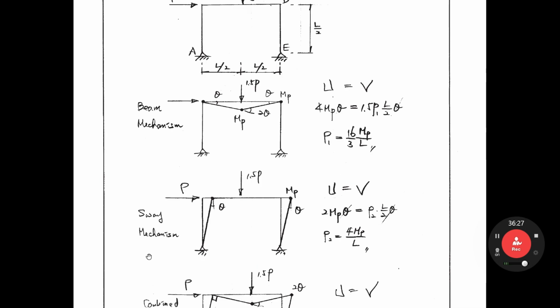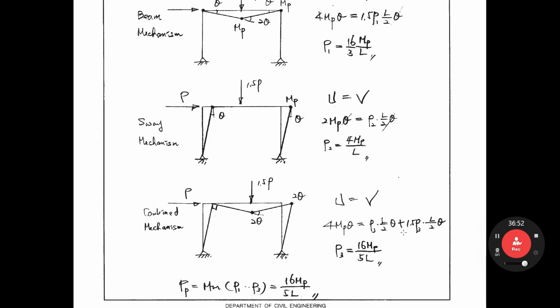Another mode is the sway mechanism. That is, plastic hinges form, and plastic hinges form, and it will collapse. It is called the sway mechanism. MP, MP, theta, theta, 2 MP theta. P2 times L over 2 theta. So P2 equals 4 MP over L.